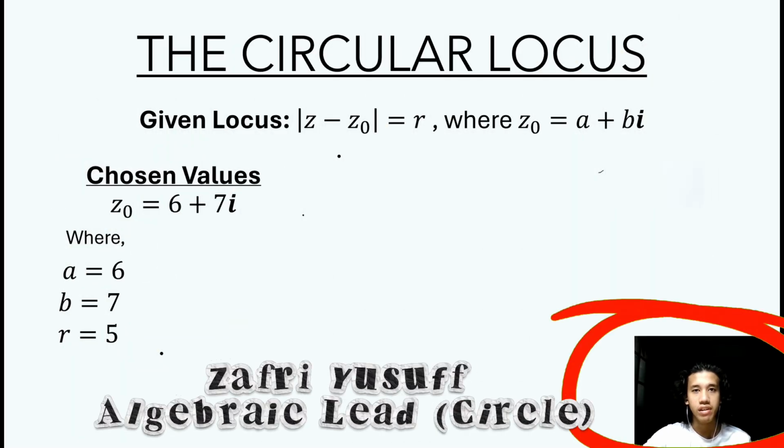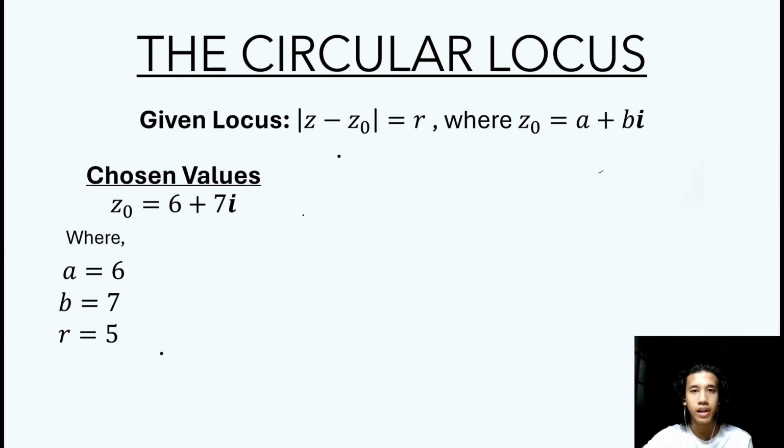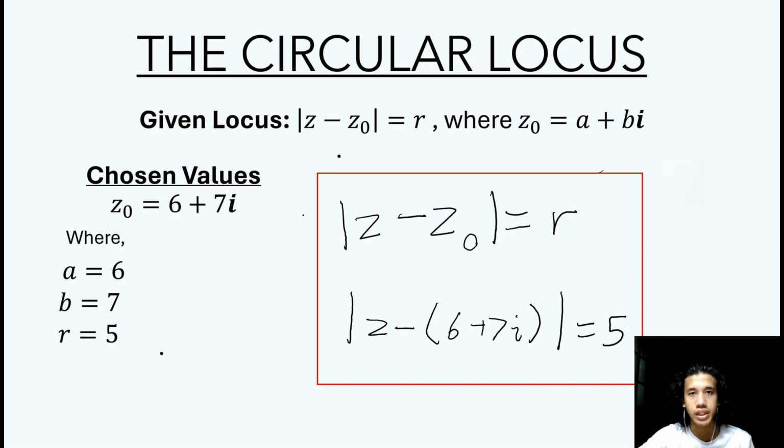First, we look at circular locus, where we're given a locus, and for our chosen values, we pick 6 for A, 7 for B, and 5 for R. And we substitute in the formula to get this equation.